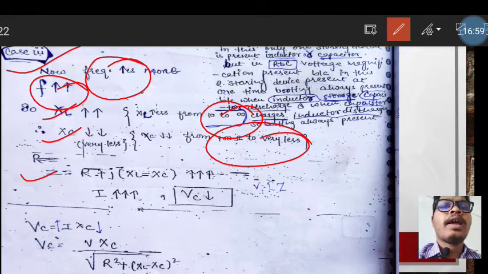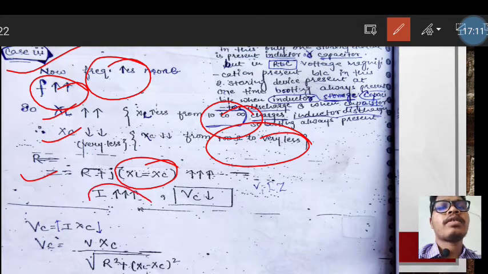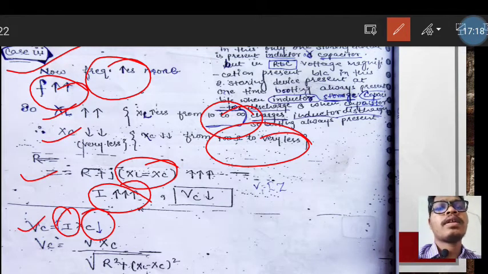Okay, and Z, as you already know, is R plus j(XL minus XC). If XL minus XC is equal to 0, then I also increases. So if I increases and XC decreases, then VC will be constant. So at constant voltage across the capacitance, XC decreases and current increases. According to that, VC is equal to V into XC divided by root over of R square plus (XL minus XC) square.